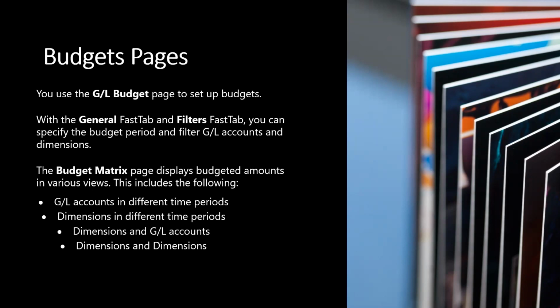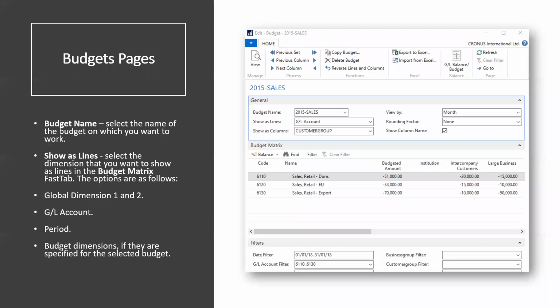And we're going to be preparing a budget matrix. A budget matrix page displays budgeted amounts in various views. This includes the following: GL accounts in different time periods, dimensions in different time periods, dimensions and GL accounts, and dimensions and dimensions. Let's take a look at this.